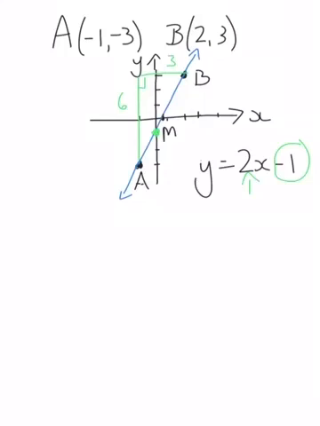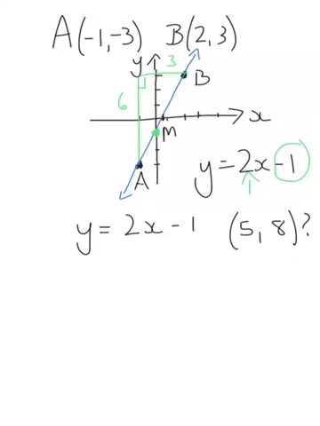Now, another thing we can work out is if we've got our straight line and I want to know whether a particular point lies on that line. Say, for example, I want to know, does the point (5, 8) lie on that line? Now, I could draw the line, plot the point (5, 8).